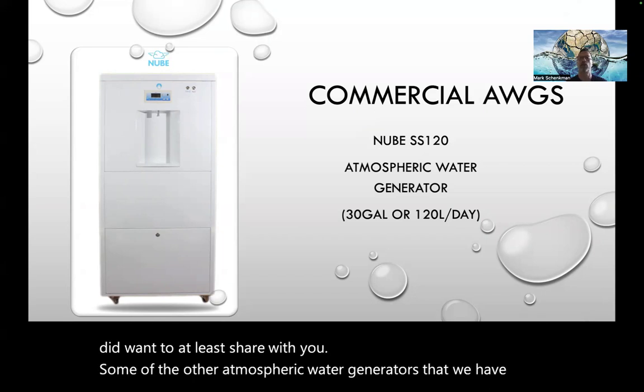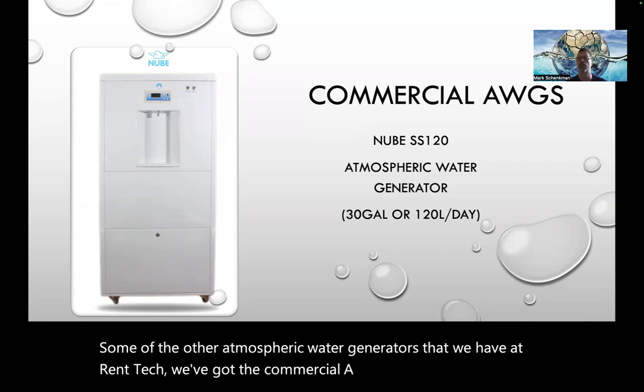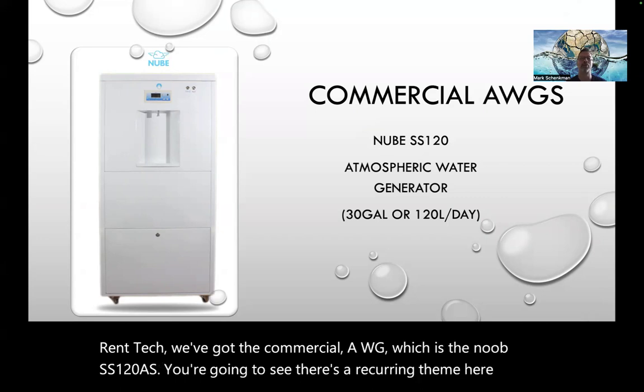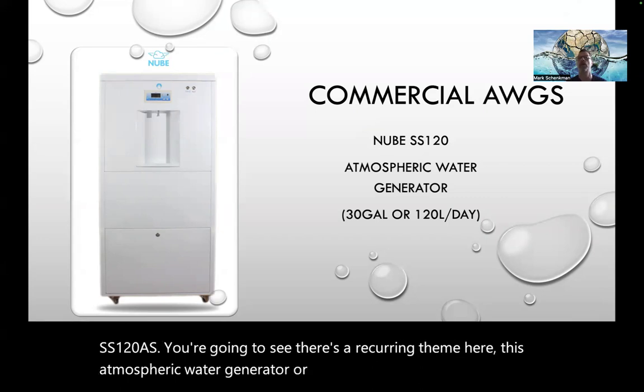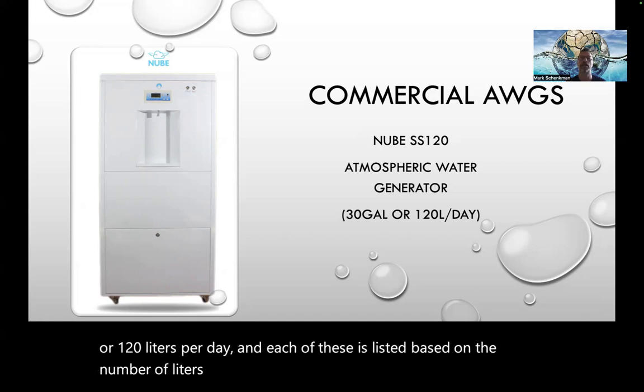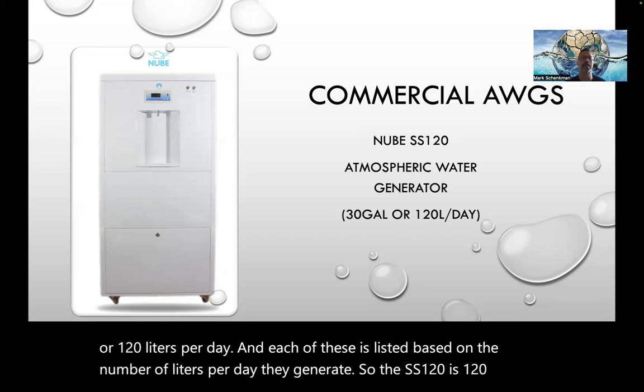However, I did want to at least share with you some of the other atmospheric water generators that we have at RenTech. We've got the commercial AWG, which is the Nube SS120. As you're going to see, there's a recurring theme here. This atmospheric water generator, or AWG for short, produces 30 gallons or 120 liters per day, and each of these is listed based on the number of liters per day they generate. So the SS120 is 120 liters of water a day.